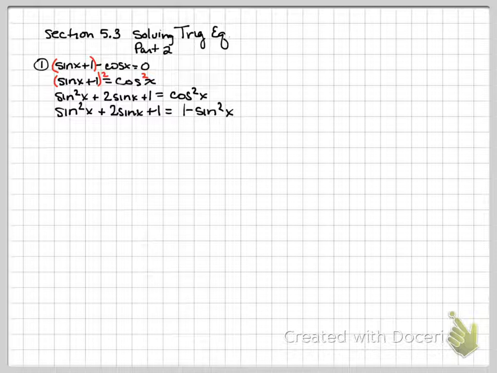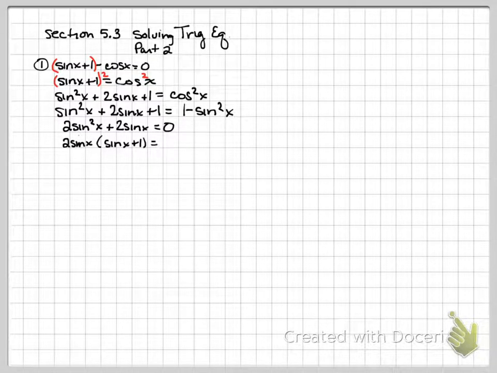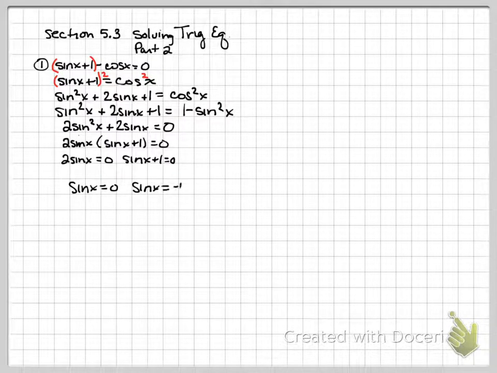Now move everything to one side, make it equal 0. So pause your video and do that for me. And now that we've moved everything over, we end up with 2 sine squared x plus 2 sine x equal to 0. I can factor out 2 sine x. Solve using the zero product property, and I get 2 sine x equals 0, and sine of x plus 1 equals 0. And that gives me sine of x equals 0 and sine x equals negative 1.